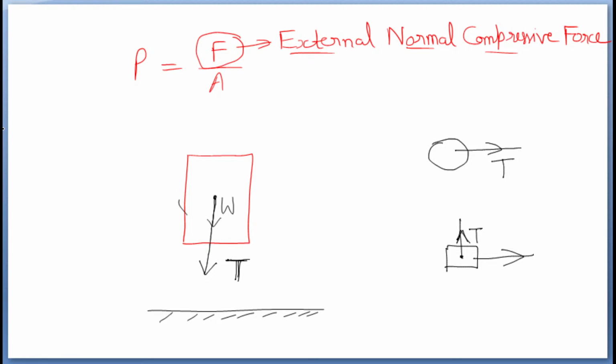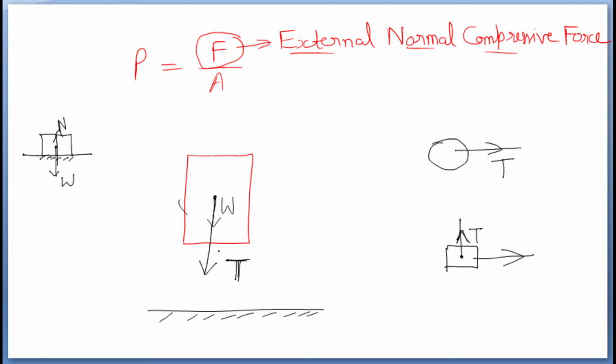If my body is here and this is my object, then this is the weight of the body, and from the surface there is a normal reaction. Normal reaction means contact. If the body is in contact, then normal reaction will come in the opposite direction. But here there is no contact, so there is no normal reaction.